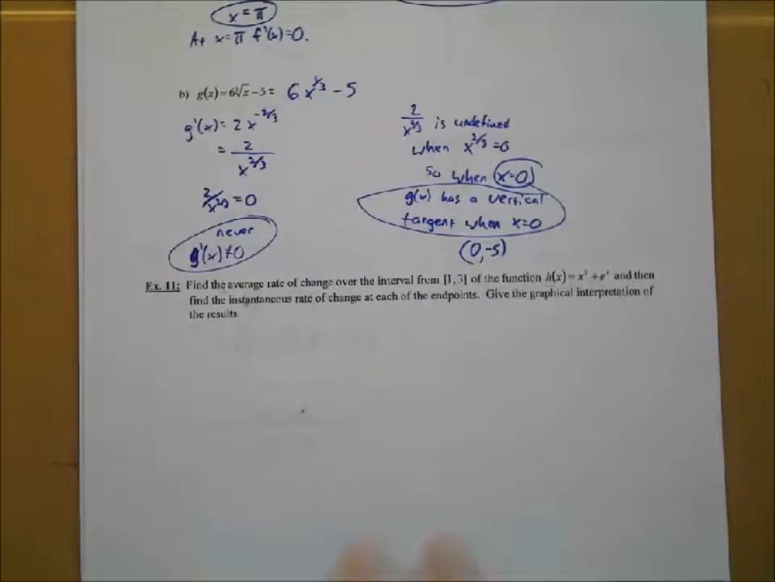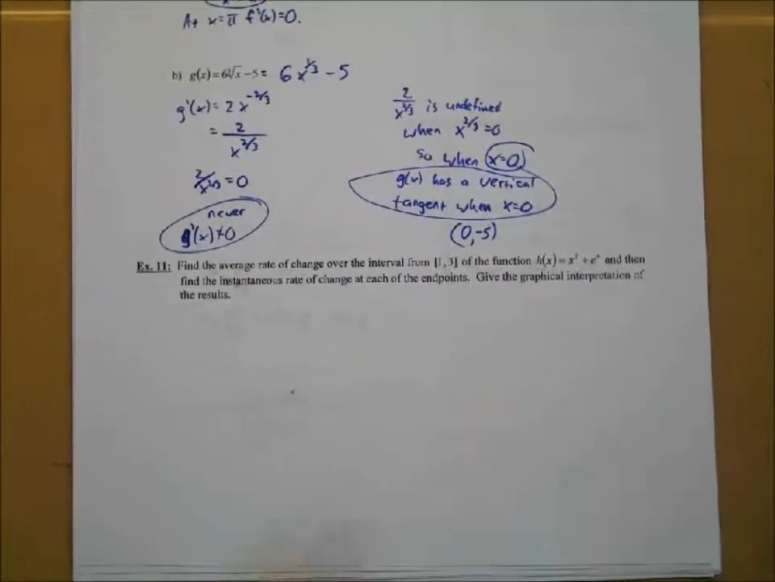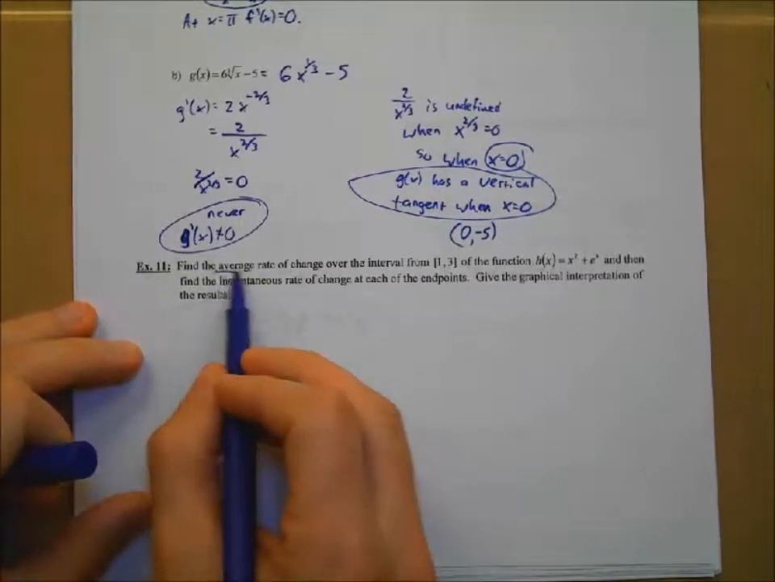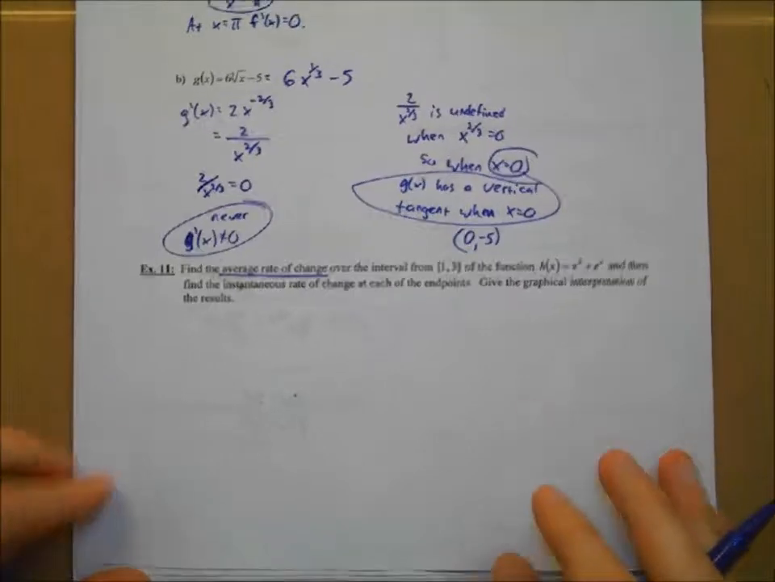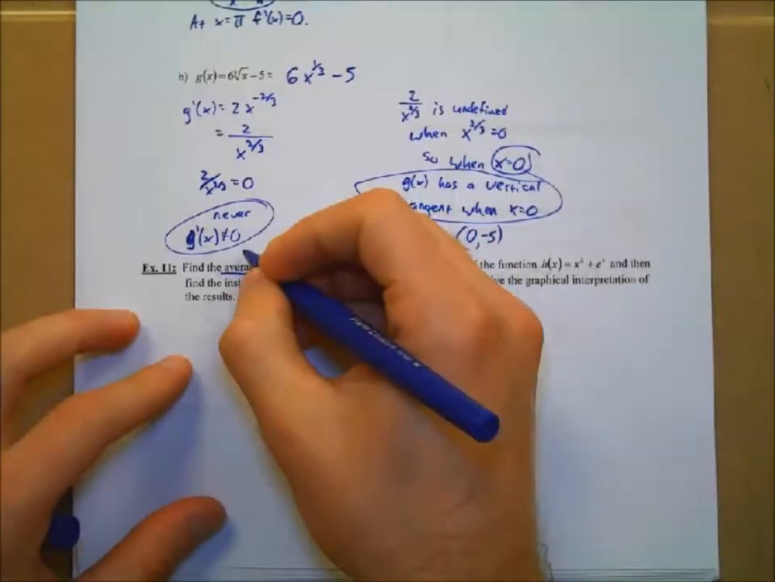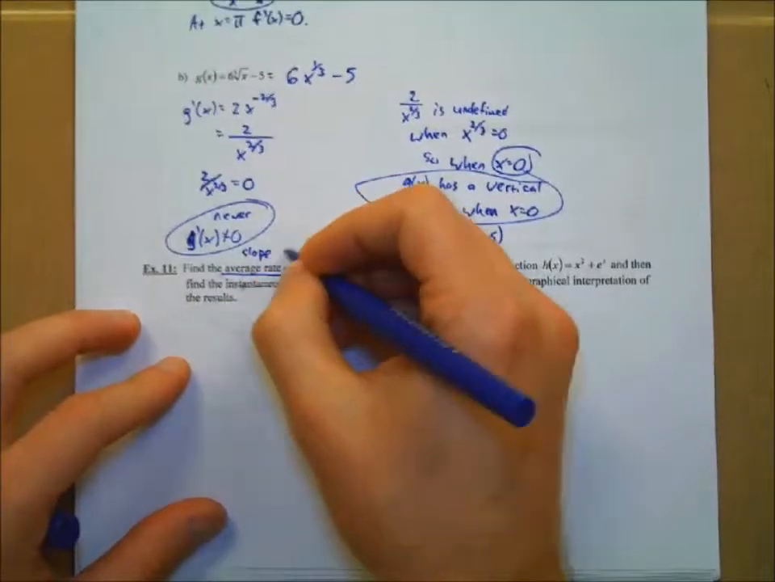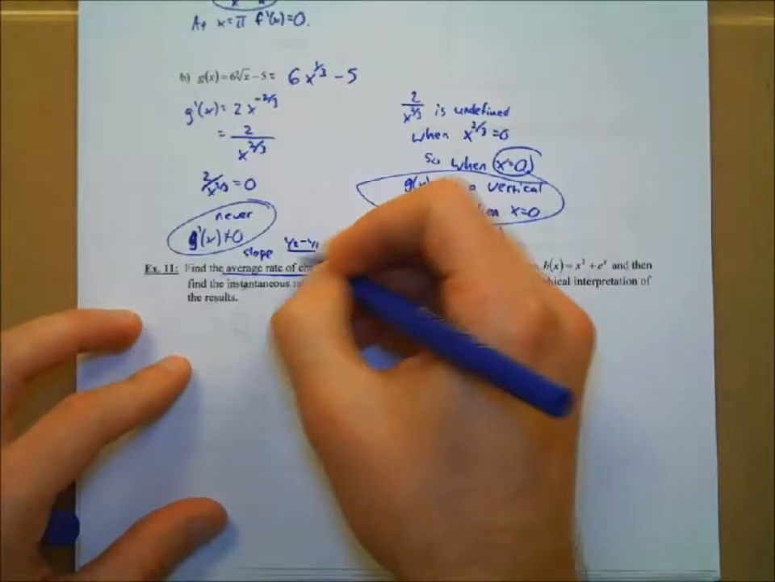Final example, 11. Find the average rate of change. Average rate of change. Does that mean derivative? What does it mean? The slope formula, right? You guys did this back in like Algebra 2, before calculus. So it's the slope formula: y2 minus y1 over x2 minus x1.